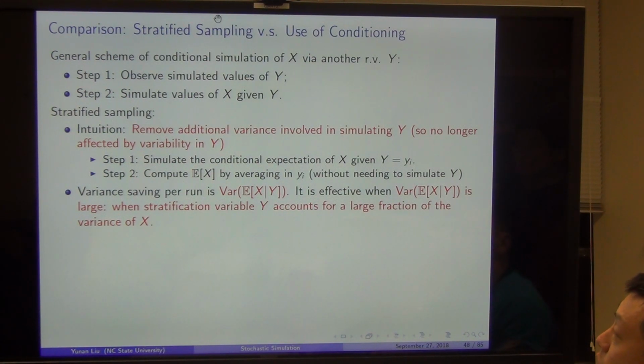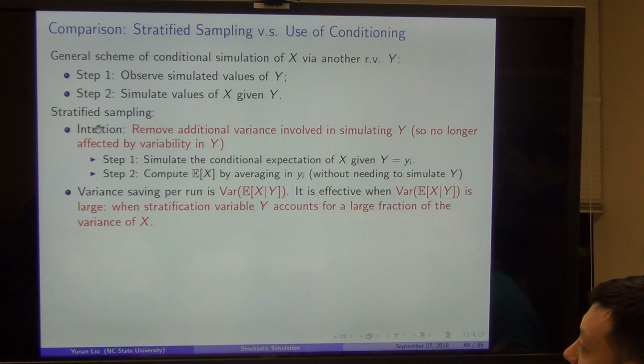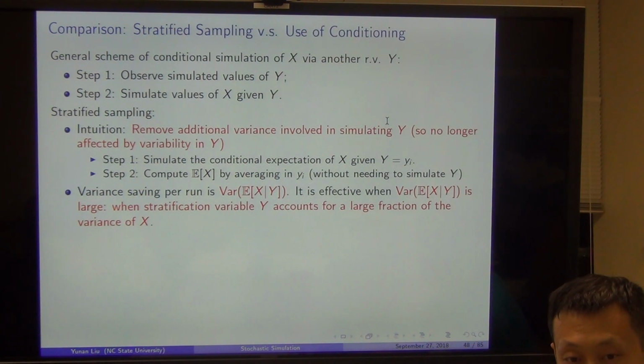If you do that, your variability comes from 2 parts: the variability in the simulation of Y and the variability of the simulation beyond Y, because given Y, X is still variable. So it's a sort of a summation of the 2 pieces. Stratified sampling removes the additional variance involved in simulation of Y. Why? Because you never simulate Y. You only simulate X given Y equals some Yi. Since you don't simulate Y, you don't have the variance from Y.